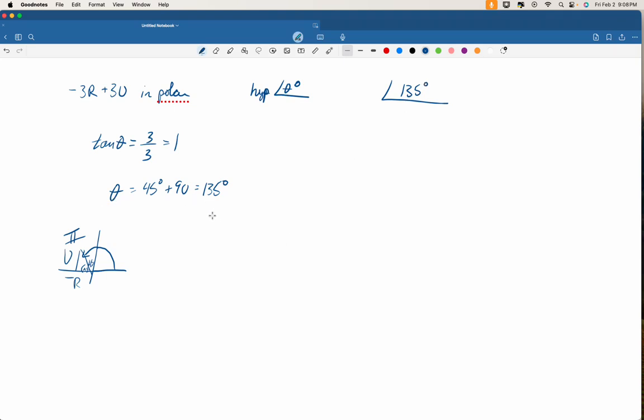So now we are going to do the hypotenuse. So we have one leg squared plus the other leg squared is the hypotenuse squared. Pythagorean theorem, right? So that's 18. We unsquare. That's 3 times the square root of 2. That's your hypotenuse, and that would go here, 3 times square root of 2. This is your answer: 3 times square root of 2 at 135 degrees.